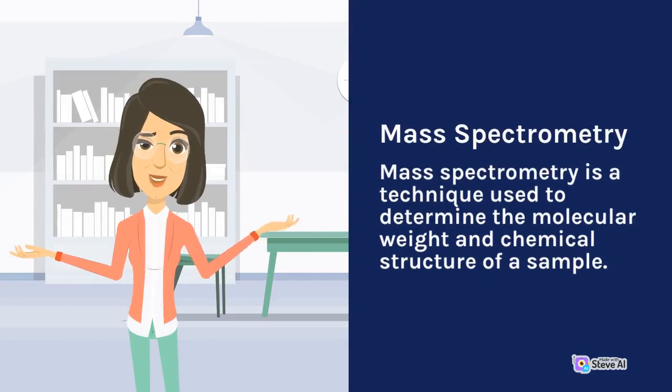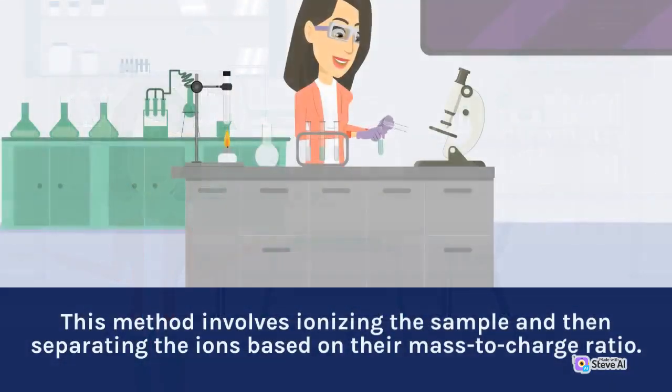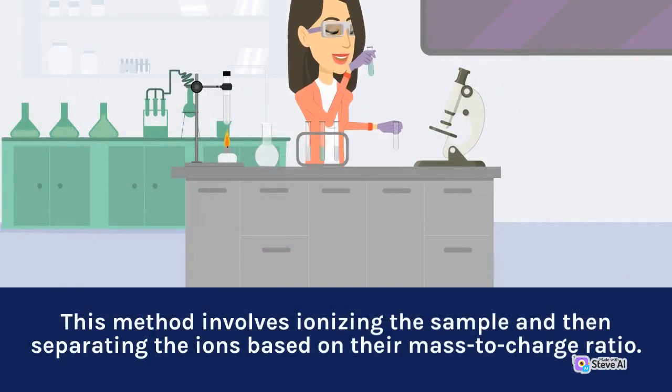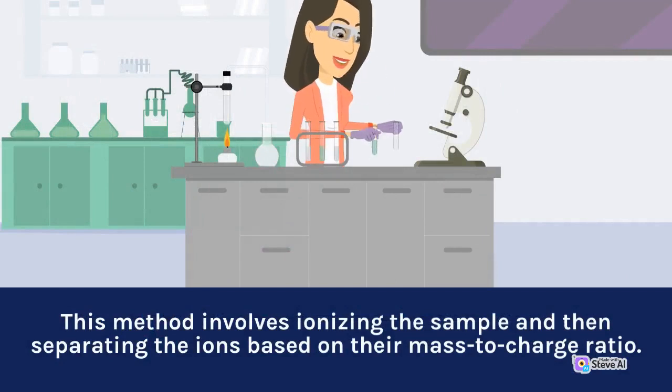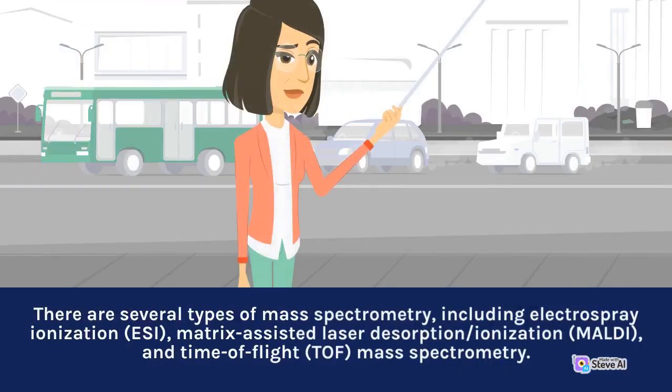Mass spectrometry. Mass spectrometry is a technique used to determine the molecular weight and chemical structure of a sample. This method involves ionizing the sample and then separating the ions based on their mass-to-charge ratio. There are several types of mass spectrometry, including electrospray ionization, ESI, matrix-assisted laser desorption/ionization, MALDI, and time-of-flight, TOF, mass spectrometry.